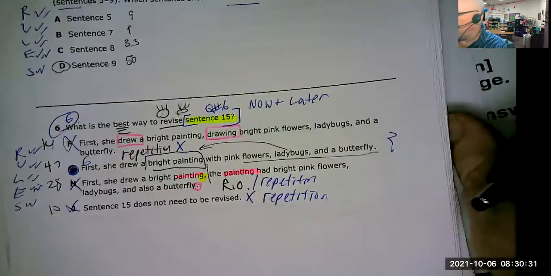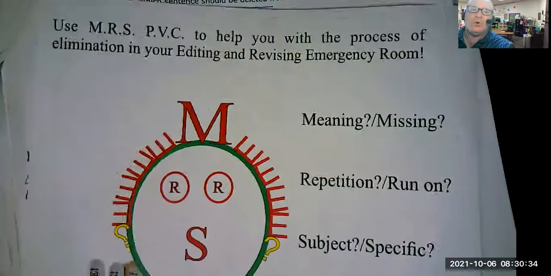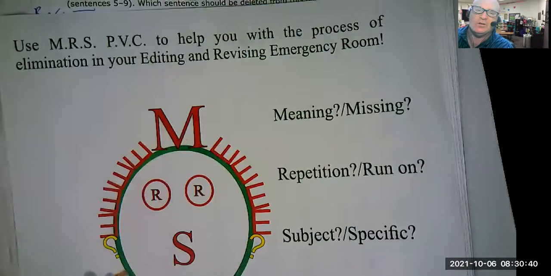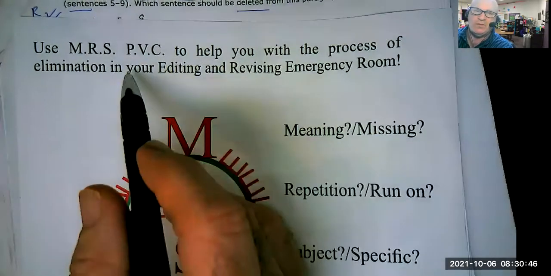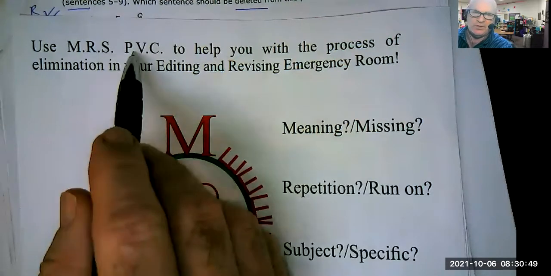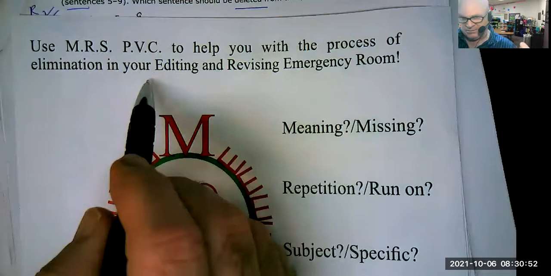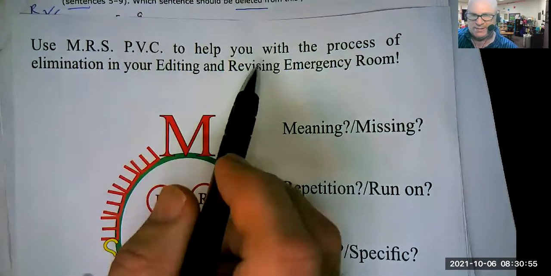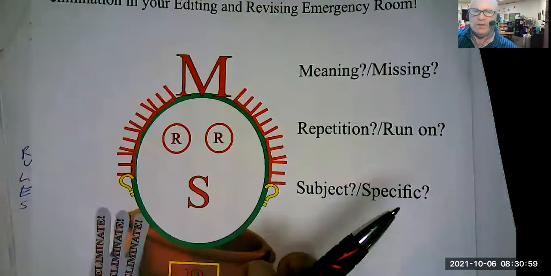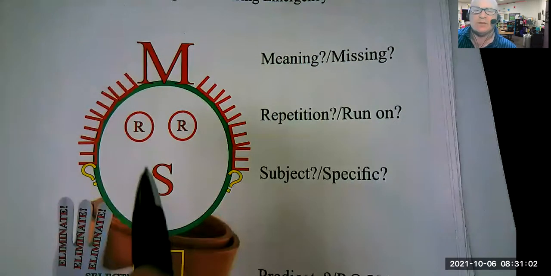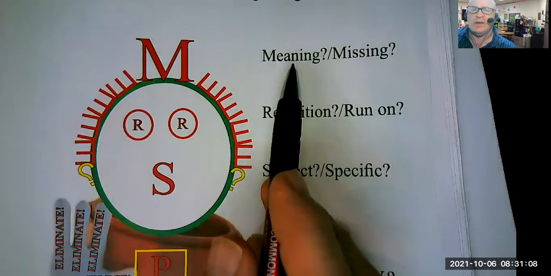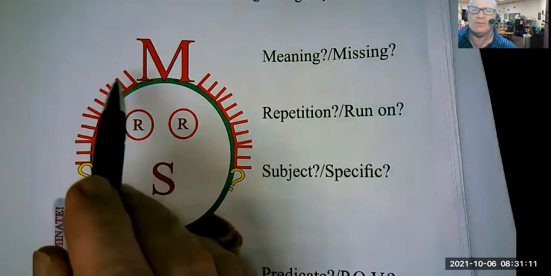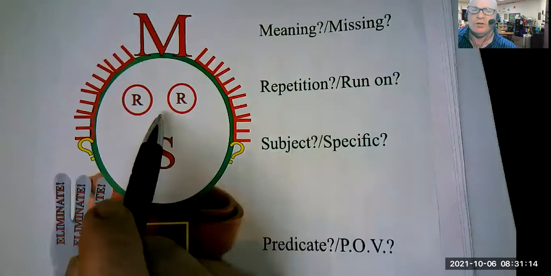Now, let me show you what's going to help some of your students. This is on the back side of the rules, and if you look in the comment section, I have it where you can get it for your classroom use. Use Mrs. PVC to help you with the process of elimination in your editing and revising in this room. That was a lot of things to remember. So if you get a class set of these, you can laminate them. And the M is anything missing that's supposed to be there. If the meaning is changed, then I'm going to eliminate. When I look at it carefully, if I find repetition or a run-on, I'm going to eliminate.